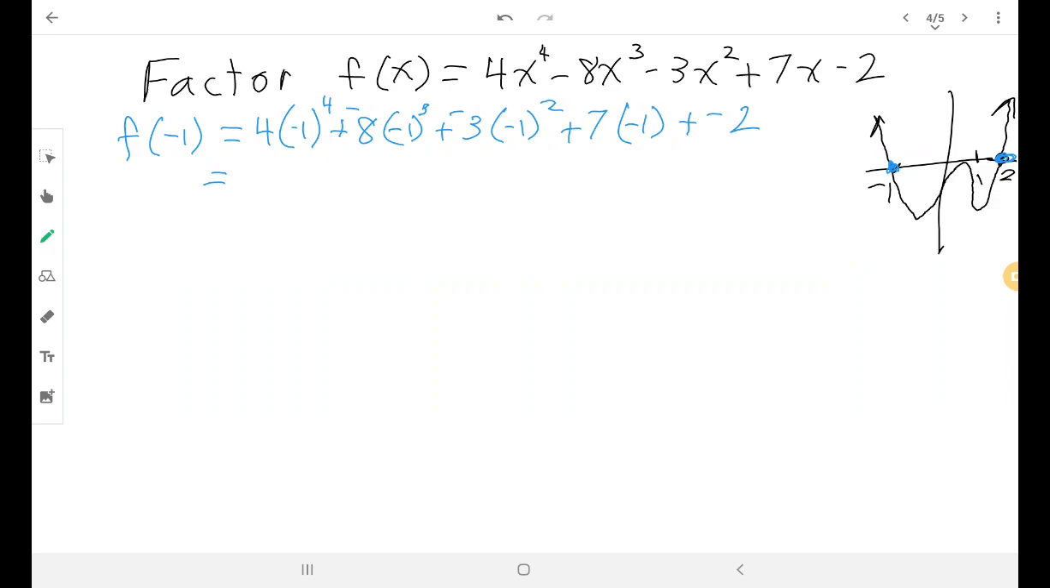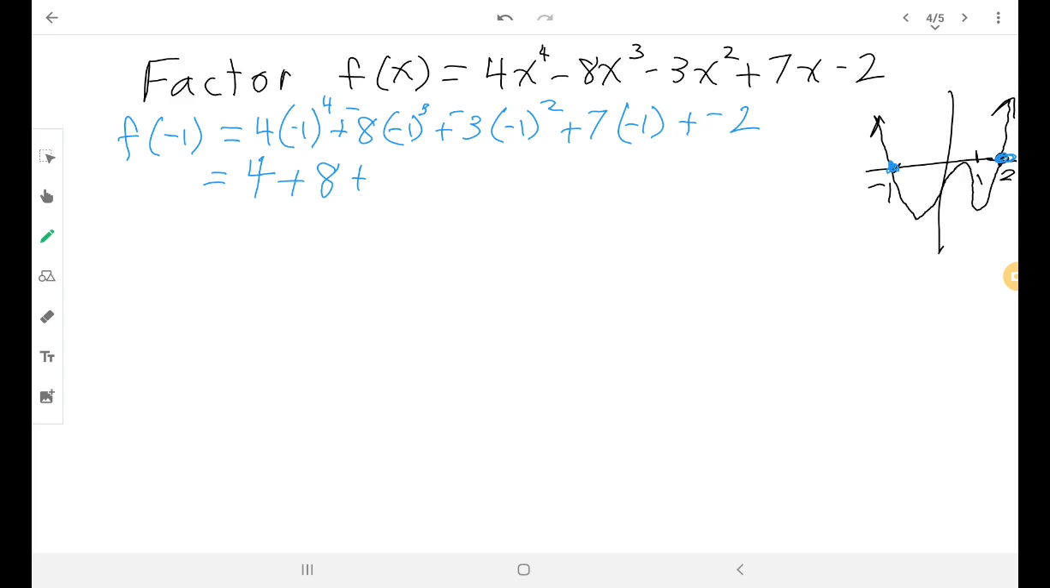Well, -1 to the 4th is -1 times -1 times -1 times -1. So 2 pairs of -1 times -1 gives me a +1 times a +1. So this is 4 times 1, which is 4. If you need to see that, please let me know. Plus -8 times, and then -1 to the 3rd is -1 times -1, which is +1, times 1 more -1, which is -1. So -8 times -1 becomes +8.